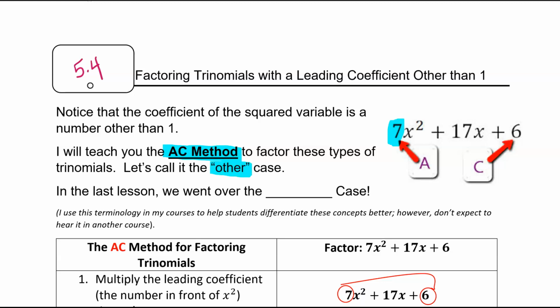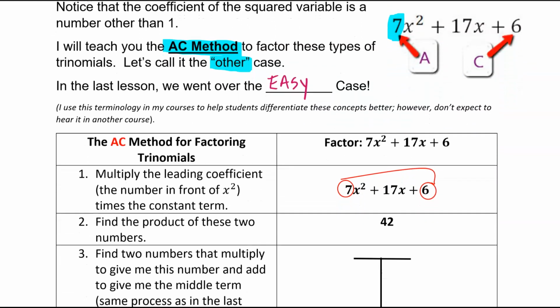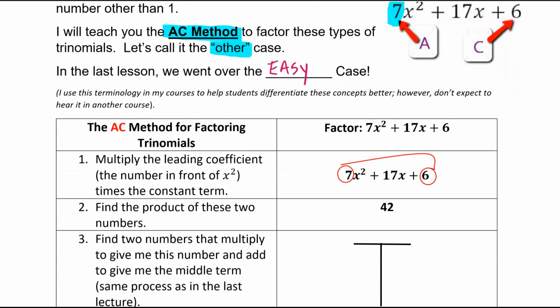In the last lesson, we went over what case? So I mentioned a word in the last section that I referred to trinomials with a leading coefficient of 1. So what did I call that case? I'll call that case the easy case because there weren't a lot of steps to that type of situation. But in this other case, there are a couple more steps. So let's break down this trinomial of 7x squared plus 17x plus 6.